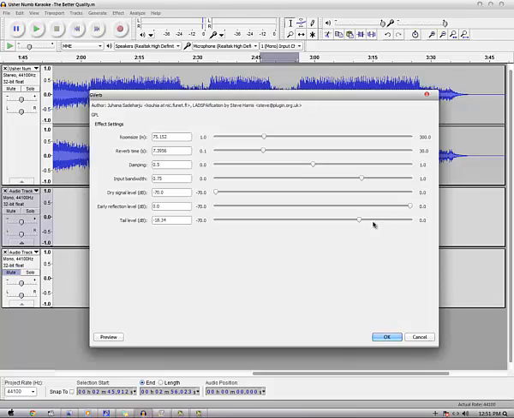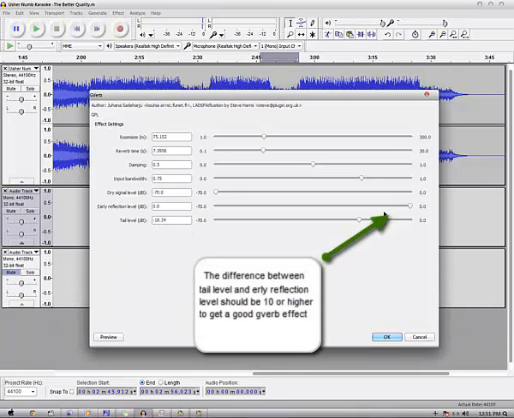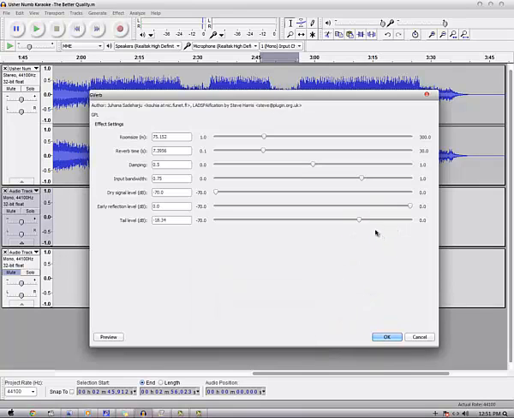First of all, if you want to get some Gverb effect, this early reflection level should be higher than tail level. If the difference between these two sliders is 10 or above, it will give you a Gverb effect, right? So the difference should be more than 10 or a higher value to get a Gverb effect.